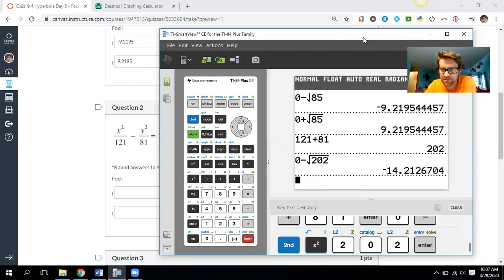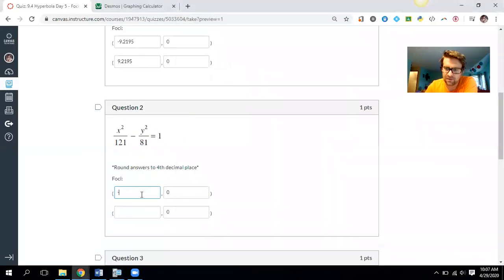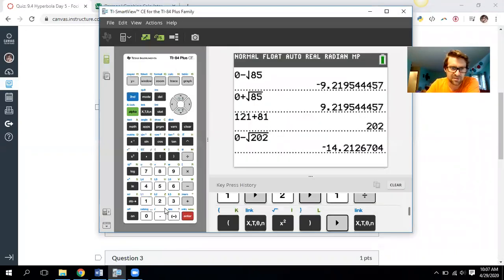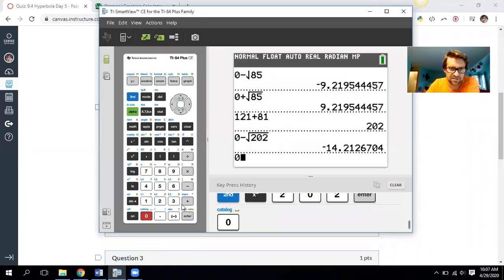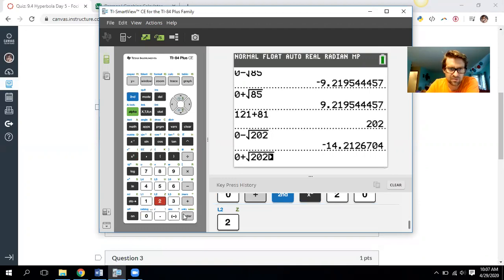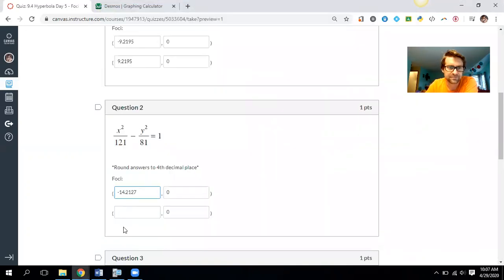We get negative 14.2127 when we round. And then we'll do the same thing, but we'll do plus, which you'll see it doesn't really change much, just makes our answer positive. 0 plus the square root of 202, enter. 14.2127.